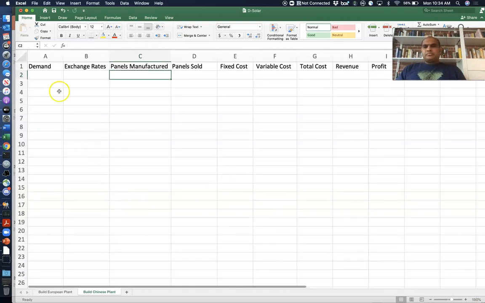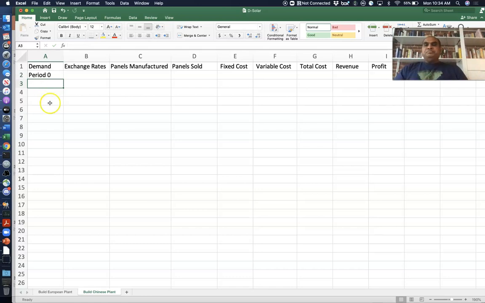All right. So let's begin. So we begin with period 0. So in period 0, demand is, we begin with 100,000. And exchange rate is 9 yuan per euro. So number of panels manufactured.